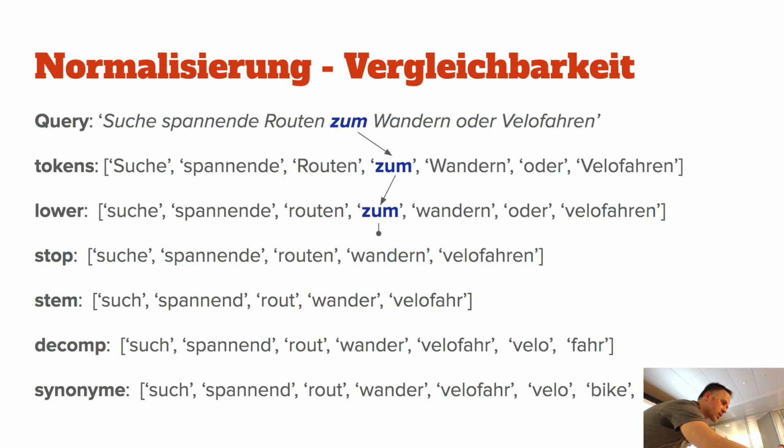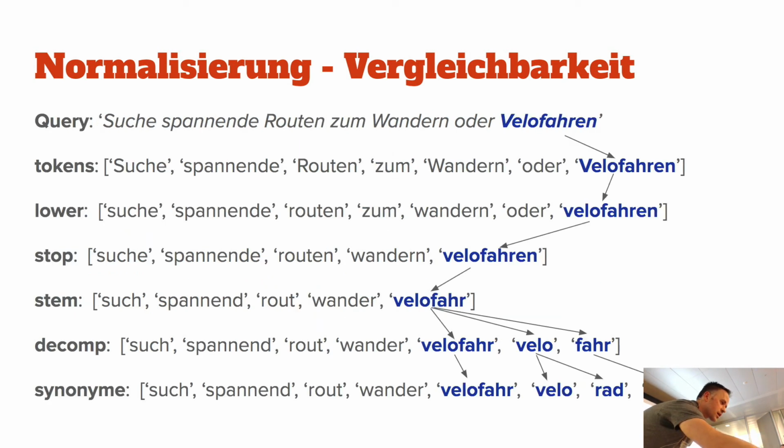And so just to make it really quick, I just have an example of what happens with a query. Here I have the query that says "suche spannende Routen zum Wandern und Velofahren", and you see what happens with this phrase. First, you create tokens out of it, so we have the different tokens. Then you do lowercase, so that words really match regardless of uppercase or lowercase. You get rid of the stop words.